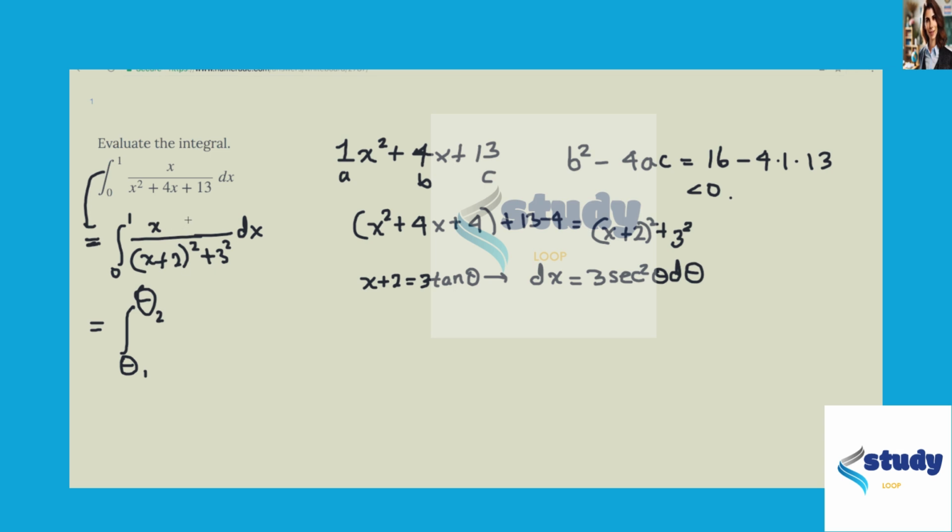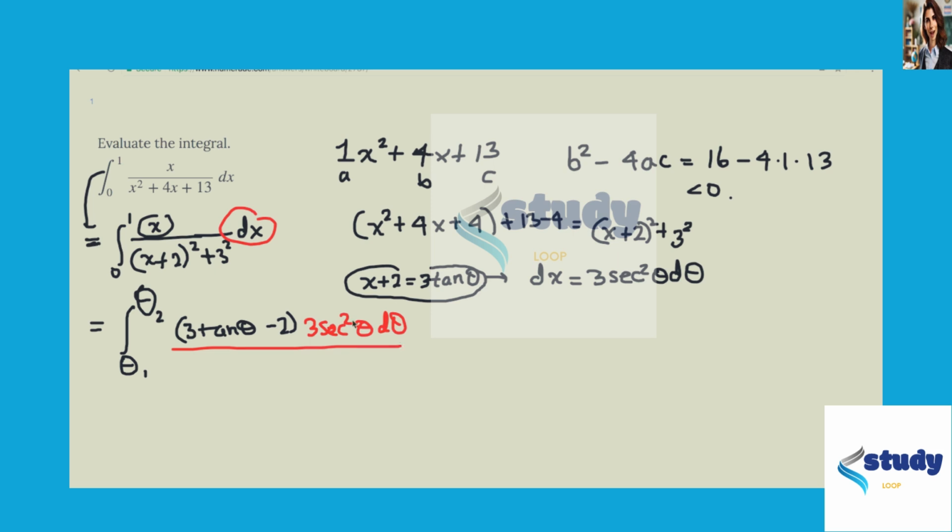So on the top, we see that there's an x. So how do we get x? We get that from solving this equation for x. So subtract 2 on each side. X equals 3 tan theta minus 2. So that corresponds to the x here. Then we have dx, but we found that that's 3 secant squared theta d theta.